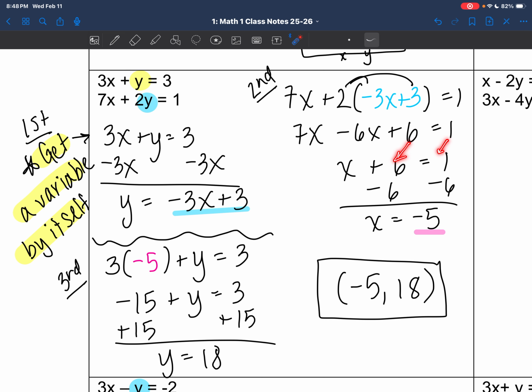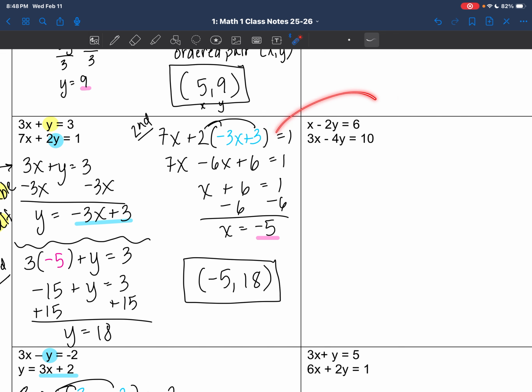Bring the rest down. And now we want to get x by itself. So you're going to have to move this over here by making it negative 6. And then you'll get x equals negative 5. So I've got an x, I've got a y, and you write it as an ordered pair.